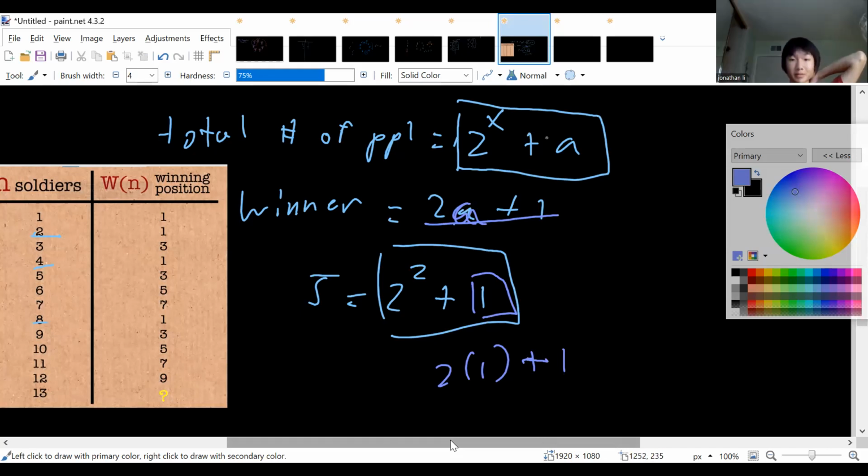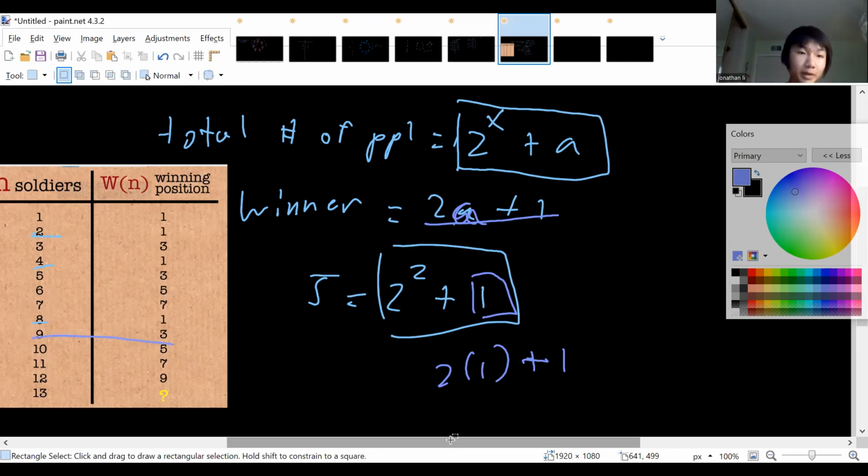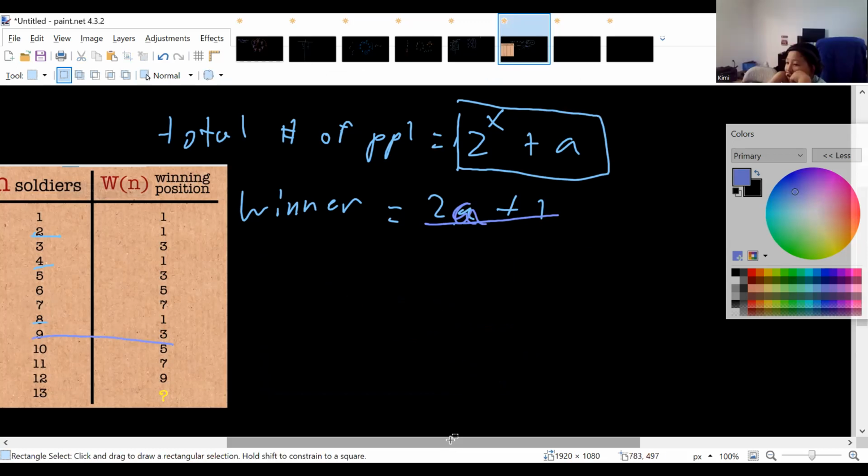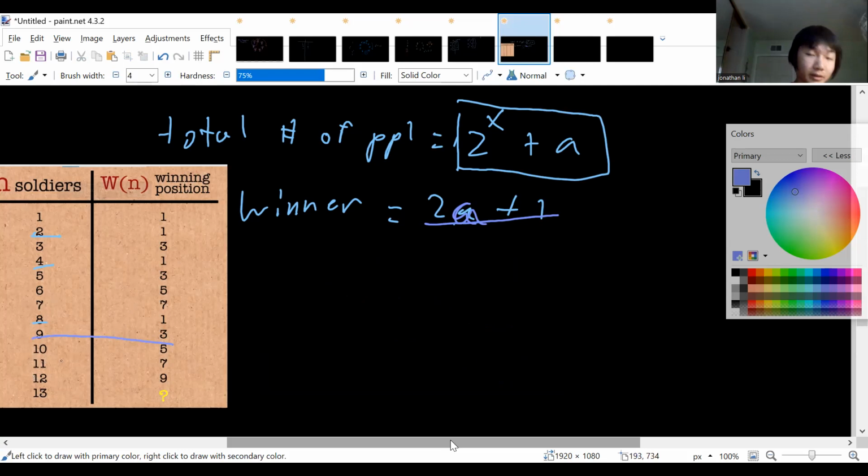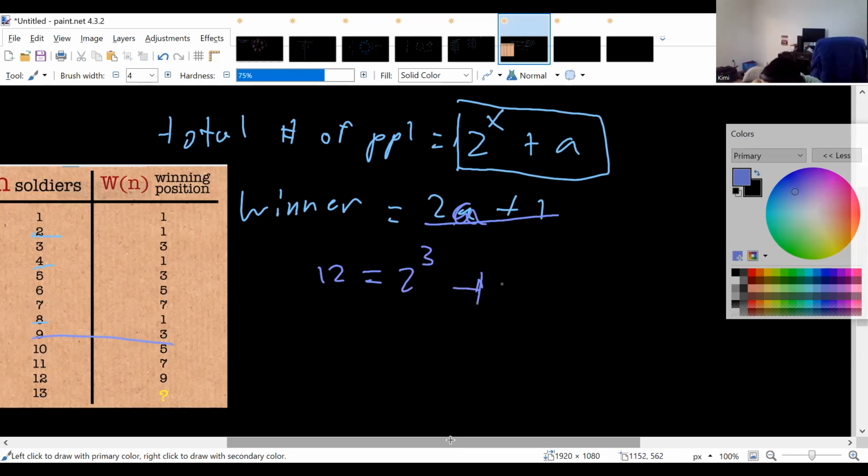Oh, you mean up here? I mean like in 9, the soldier part. If there's 12 soldiers and 9 of them are in the, so let's break 9 down. No, I mean like 12. Oh, you mean like 12 soldiers? Yeah, and then 9 winning positions. Okay, so 12 soldiers can be written as 2 to the 3rd plus 4, right?